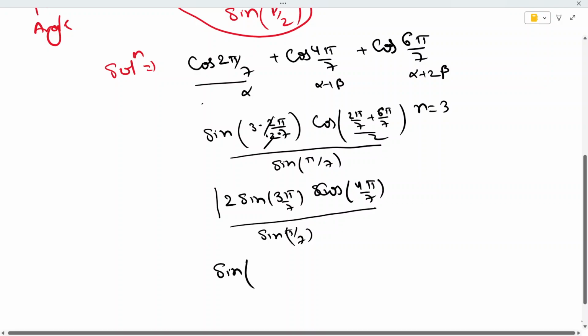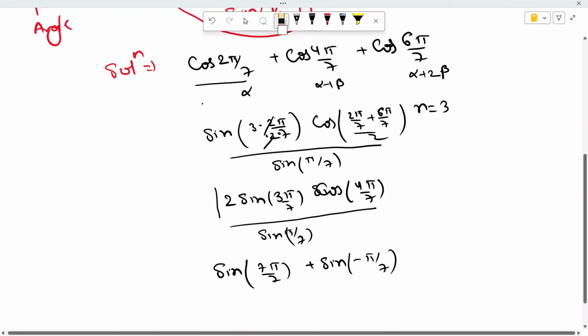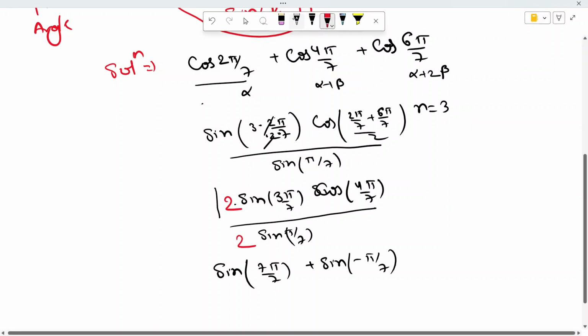So 2 sine A cos B is equal to sine A plus B plus sine A minus B. So this is equal to sine 7 pi by 7 plus sine of minus pi by 7. Here, I've made a mistake. If I multiply with 2 here, you have to multiply with 2 here also. Okay. Yeah.